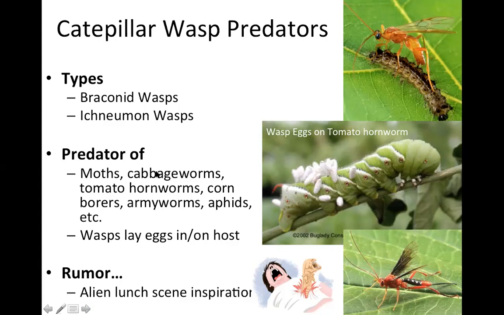But I mean, they'll take out moths, cabbage worms, hornworms, corn borers, armyworms, all aphids, all different kinds of things. So you definitely want, if you have one of these, that means you're going to have like 10 parasitic wasps flying all over your garden. And it's going to lay more eggs as well.